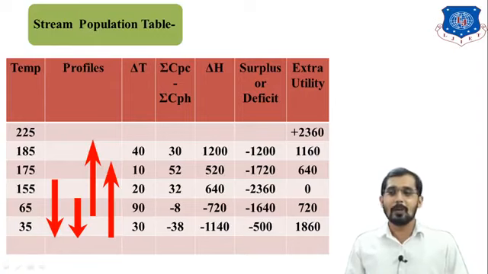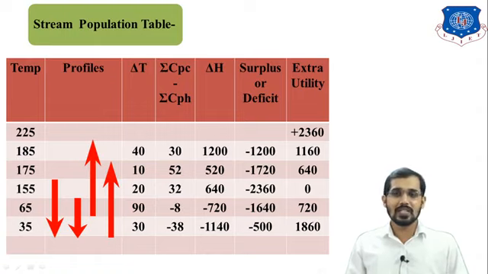After that, 185 minus 175 is nothing but 10 degrees Celsius. After that, 175 minus 155, you can see here 20 degrees Celsius. After that, 155 minus 65 is 90 degrees Celsius, and lastly there is 65 minus 35 degrees Celsius, this is nothing but 30 degrees Celsius. So this is all about the temperature difference.